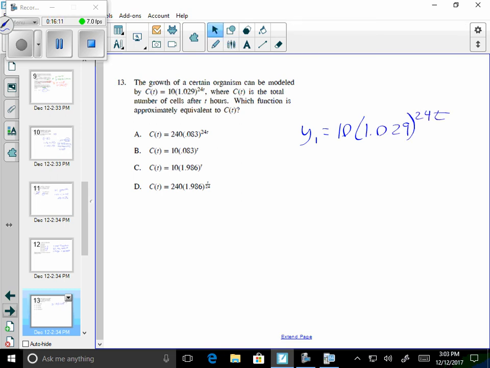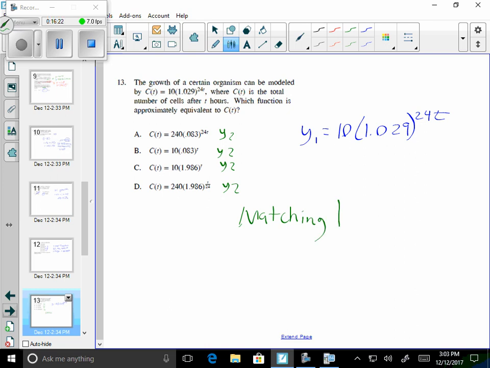And then what you want to do is take each answer choice into y2 until you find your matching tables. Right. Now I know I've showed a couple of these before, so to save a little bit of time, the answer is choice C. That's the only table that's going to match the original equation that they gave us.